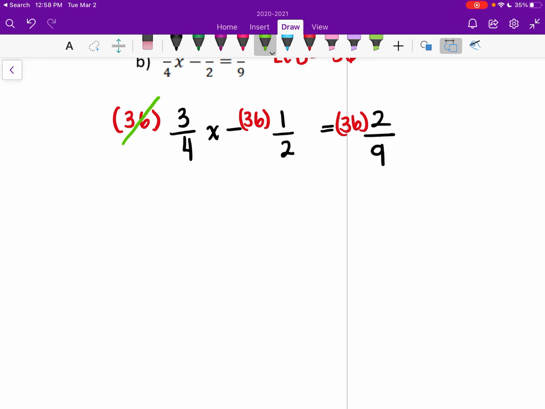36 divided by 4 is going to give me 9. 4 divided by 4 is just 1. 36 divided by 2 is going to give me 12. 2 divided by 2 is just 1. 36 divided by 9 is going to give me 4. 9 divided by 9 is just 1.